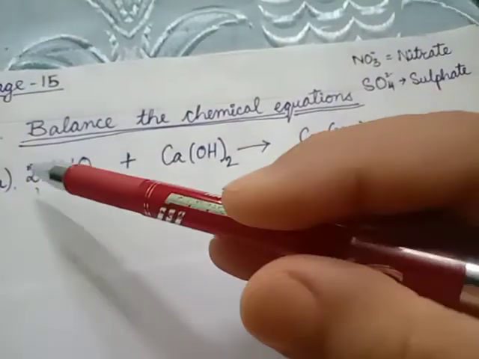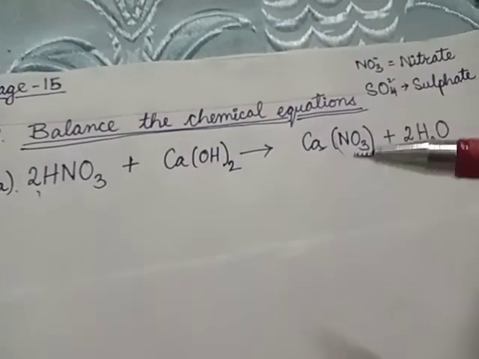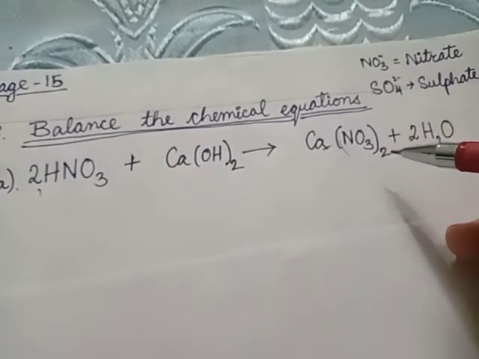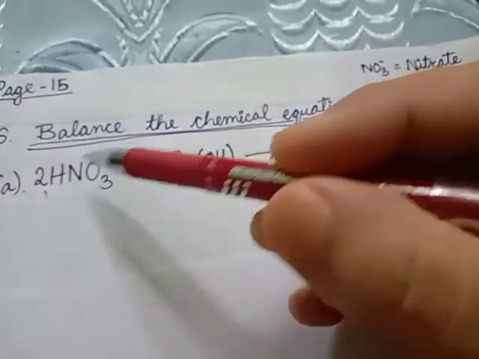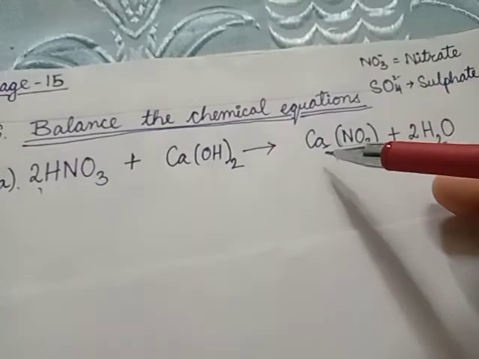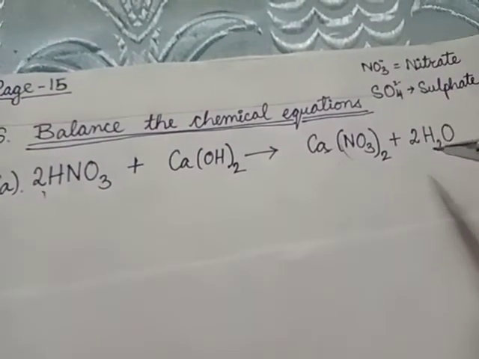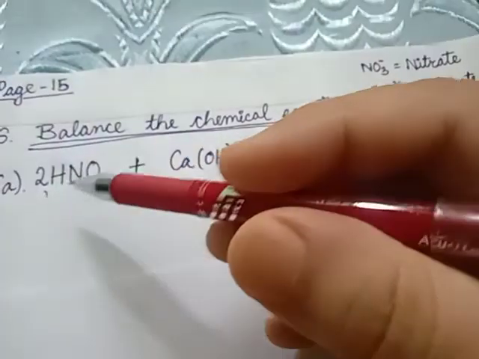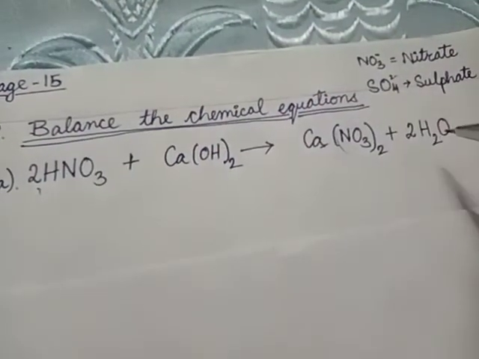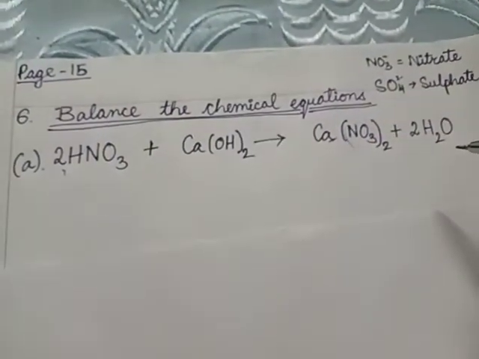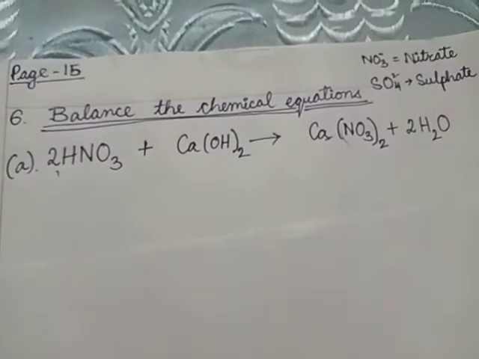So nitrate is 2. Let us have a look at the whole equation once again. Now NO3: 2 nitrate units, 2 nitrate units, 1 calcium, 1 calcium, 2 plus 2, 4 hydrogen, and 2 oxygen here, 2 oxygen here. So the first equation is now a balanced chemical equation.